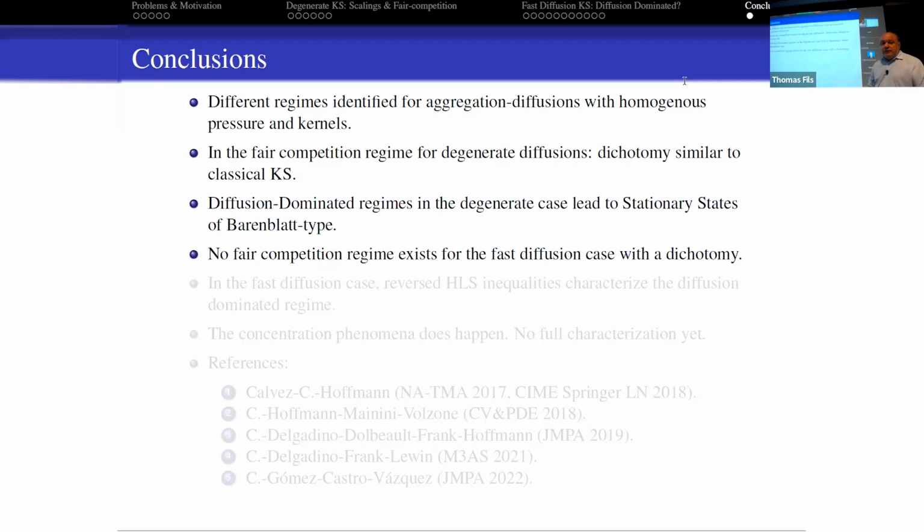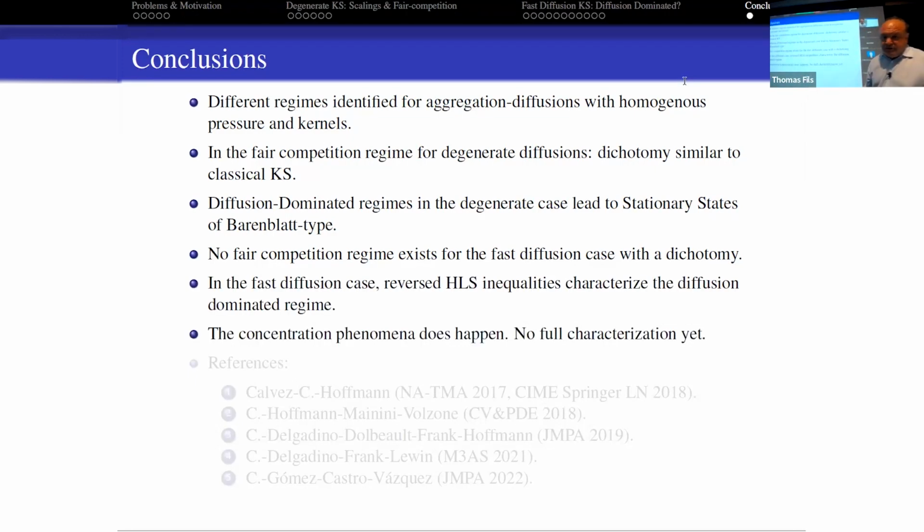The behavior when you go to the fast diffusion case, when M is less than 1, in the fair competition regime doesn't make any sense because the homogeneity doesn't play a role. But in fact, we discovered these reverse HLS inequalities that characterize somehow the diffusion dominated regime. And finally, the concentration phenomenon, that somehow is surprising, that you need to put a Dirac to have a global minimizer at 0, does happen, but we don't have a full characterization. We have it only for particular cases.